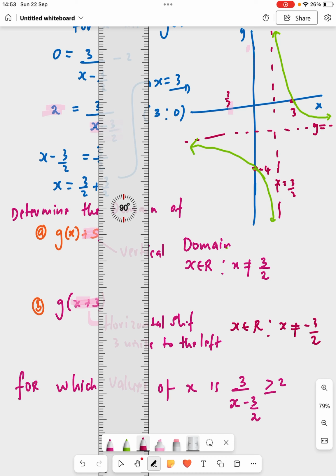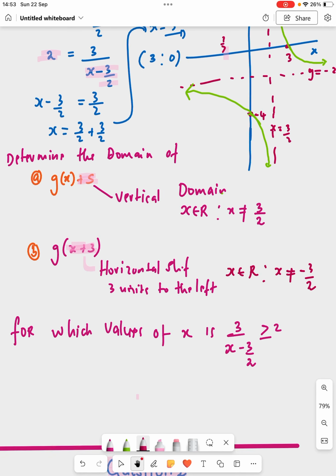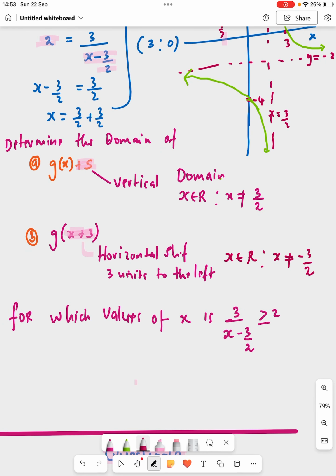So our domain will be x is an element of all real numbers, but x is never equal to negative 3/2. And then last question on this one. For which values of x is 3/x minus 3/2 greater than 2?